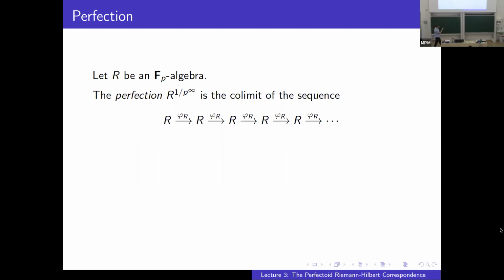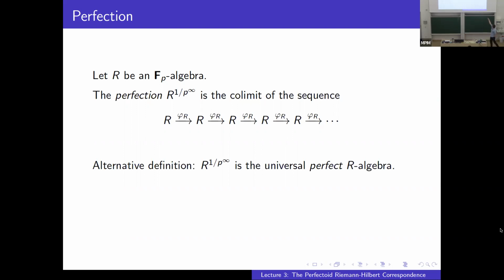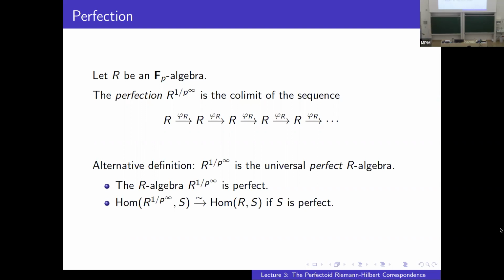But you could also define the perfection by a universal mapping property. It's the universal example of a perfect R-algebra. What that means is that first of all, it's perfect, meaning every element has a unique pth root. And second of all, any homomorphism from R into a perfect ring factors uniquely through this perfection. So if you know what you mean by a perfect ring, then you should know what you mean by perfection.